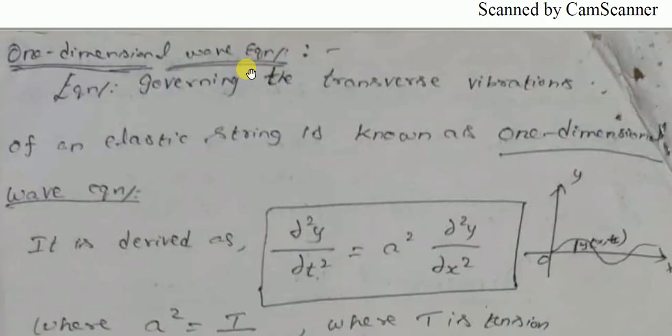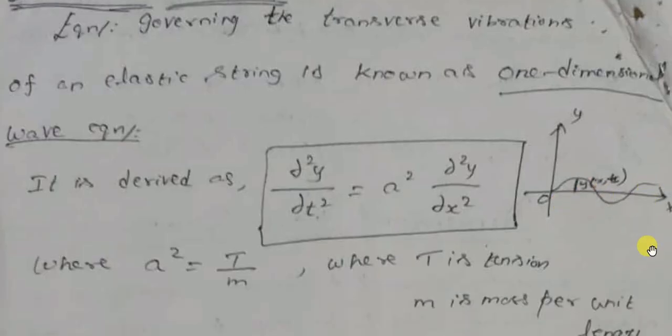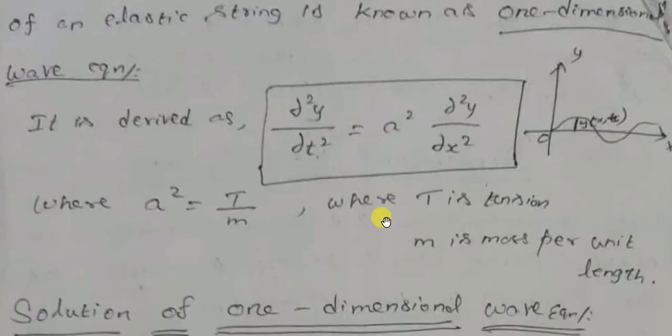One-dimensional wave equation, that is the equation governing the transverse vibration of an elastic string. The elastic string whose transverse vibration is governed by this one-dimensional wave equation is derived as ∂²y/∂t² = a² ∂²y/∂x², where a² = T/m, T is tension, m is mass per unit length. You should remember this equation, and what is the coefficient, this a² is T/m.